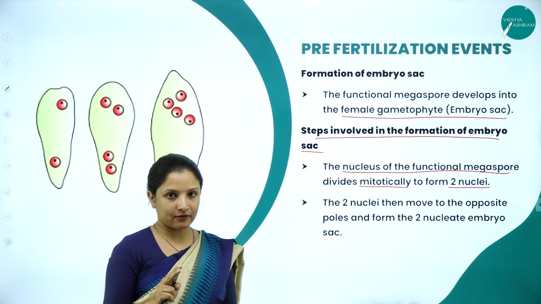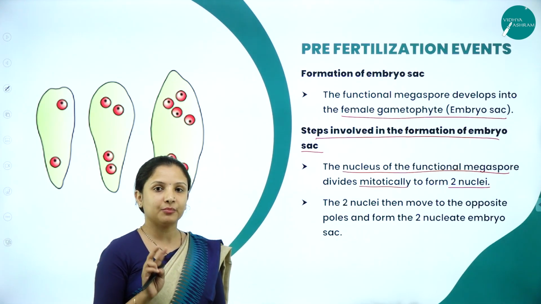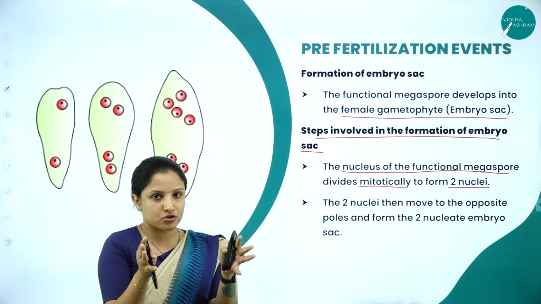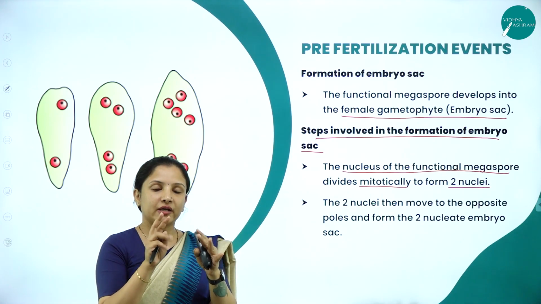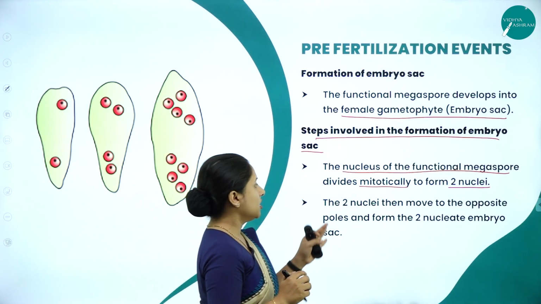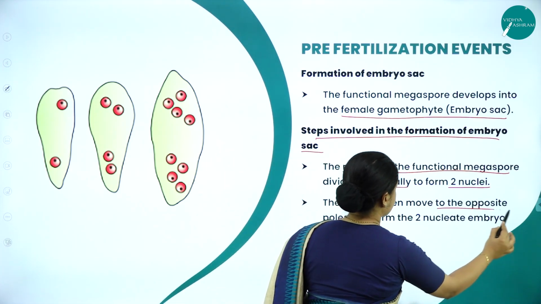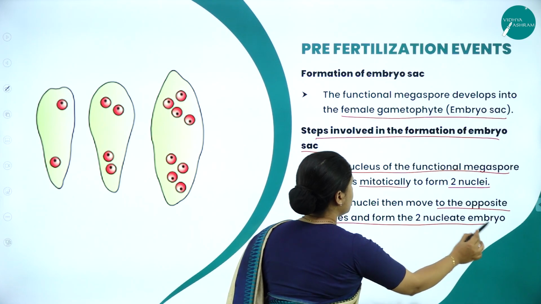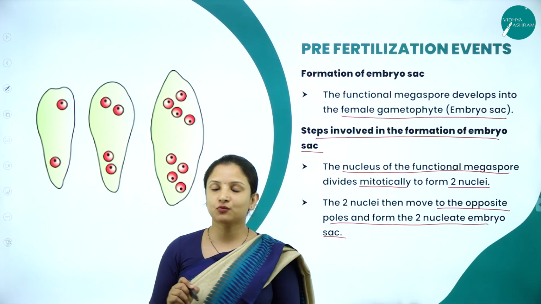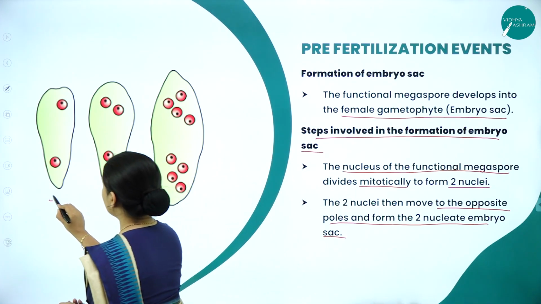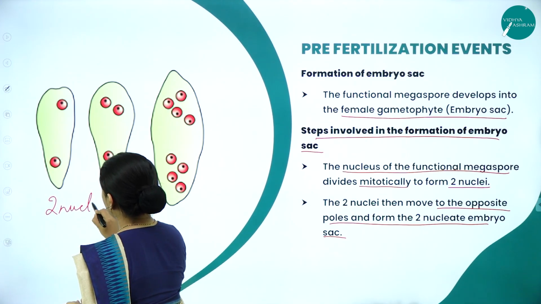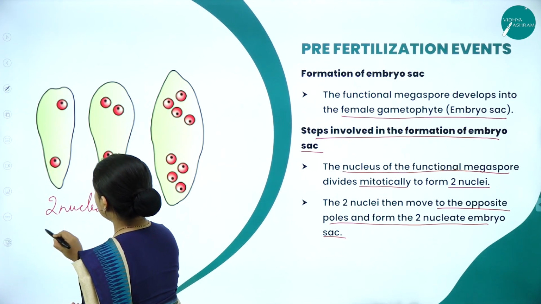Two nuclei will get formed, because mitosis is nothing but equational division. It will split into equal halves, wherein two nuclei will get formed. Now the two nuclei will move to the opposite poles and form the two-nucleate embryo sac. So this is the two-nucleate.